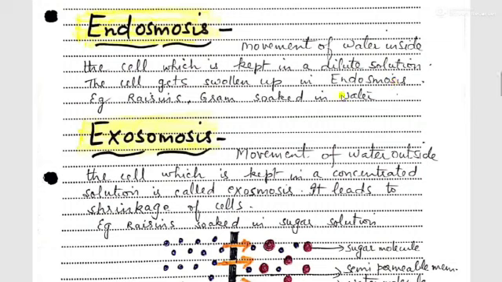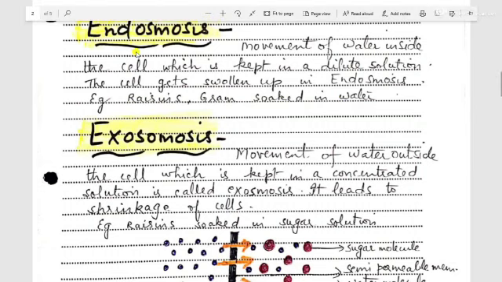For example, raisins or grams soaked in water. When we soak raisins or gram in water, what do we find? After few hours we see that they have swollen. So this is due to endosmosis.